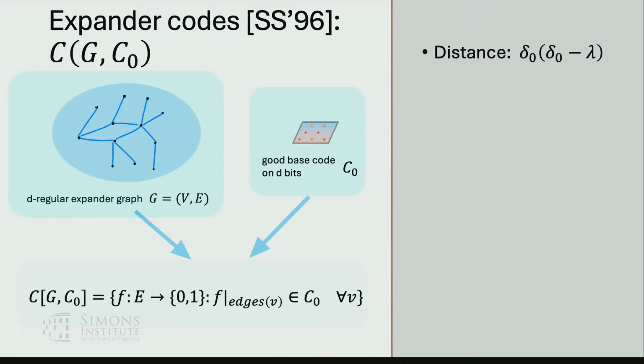Just roughly, why would this ensure distance? If you look at some code word and there is some non-zero bit, then around this vertex, you should have delta 0 fraction of non-zero bits. And then you look at each one of these endpoints, and it itself should have more non-zero bits. And if the graph is an expander, this will propagate.